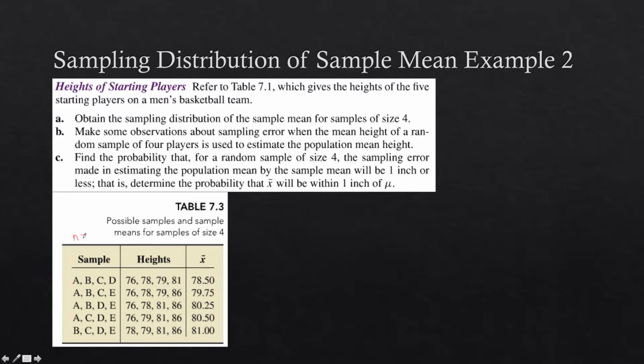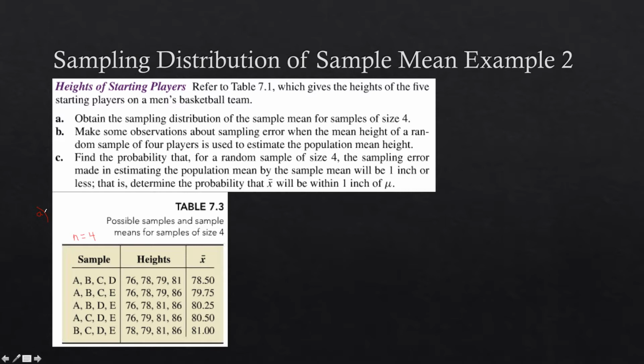Our sample size here is 4 instead of 2. So notice we have 4 samples. These are all the ways to get 4 samples. This is the sample means of those 4 samples. So this would be letter A. Okay, this would be the answer to letter A. We just didn't draw it out ourselves since it was already drawn for you.